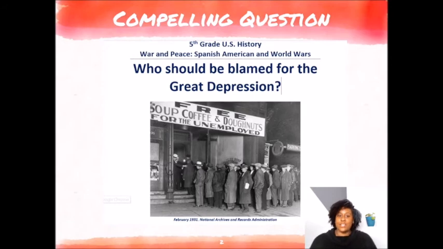Our compelling question this week is, who should be blamed for the Great Depression? As you see from this image below, from February 1931, the National Archives and Records Administration, it shows a line of people lined up for food because they are unemployed.